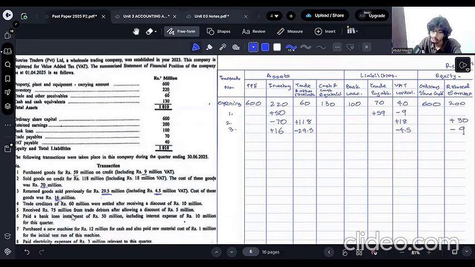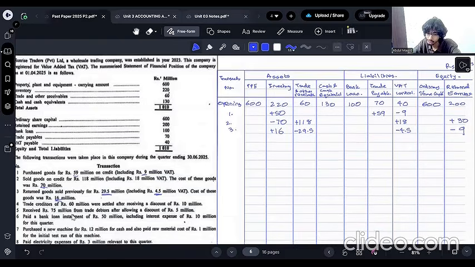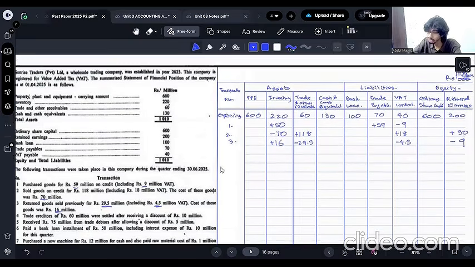Then the fourth one, trade creditor of 60 million was settled after receiving a discount of 10 million. Trade payable minus 60 million. You settled it after getting a discount of 10. Discount is 10, retained earnings plus 10. Then how much will you have to pay in cash? Only 50 million. Cash and cash equivalents will be minus 50 million.